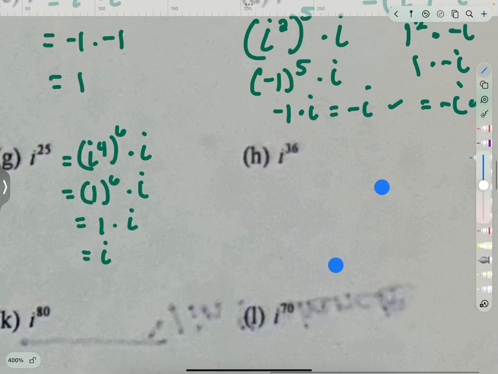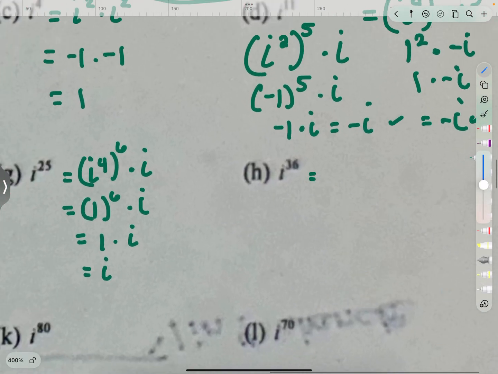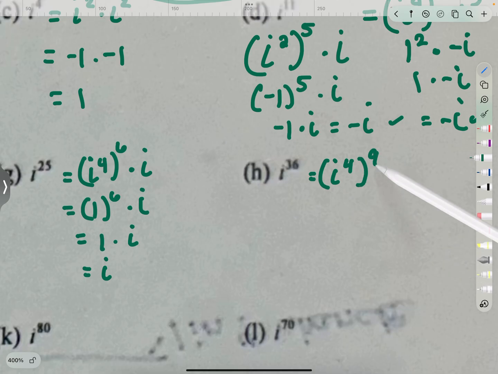Get the idea? And let's see here. Again, I don't want to use i cubed because I have to use negative i then. You want to use i to the fourths and i squareds. So this is a great candidate for an i to the fourth because 4 goes into 36 9 times. So it's 1 to the ninth, which is just 1.